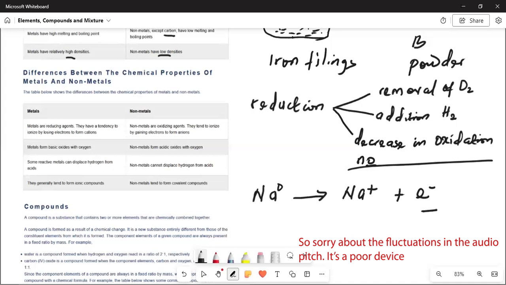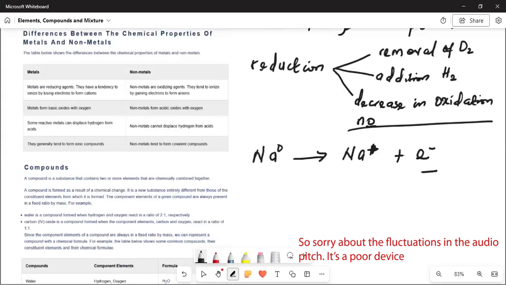But the moment it loses an electron, the oxidation number has increased to what? Plus one. This plus here means plus one. So from 0 to 1, that is an increase. Okay? But we are talking about reduction for now. We say metals are what? Reducing agents. How do they reduce?